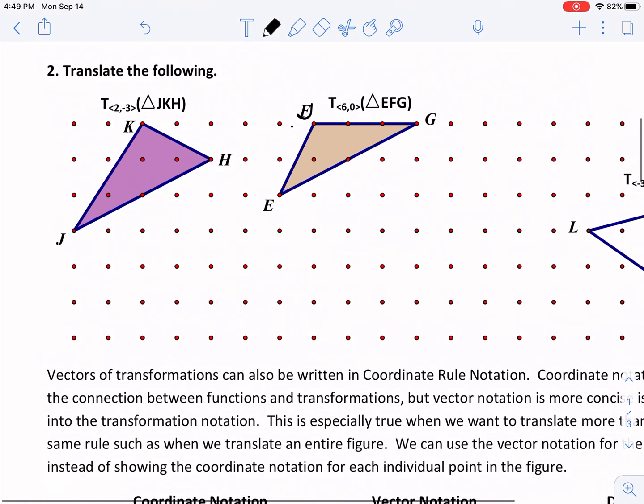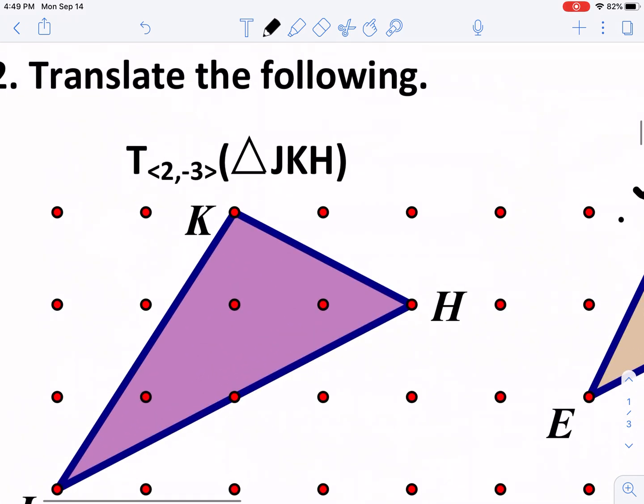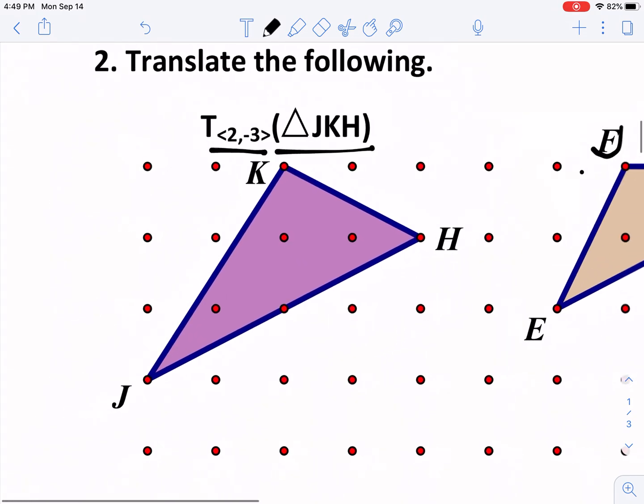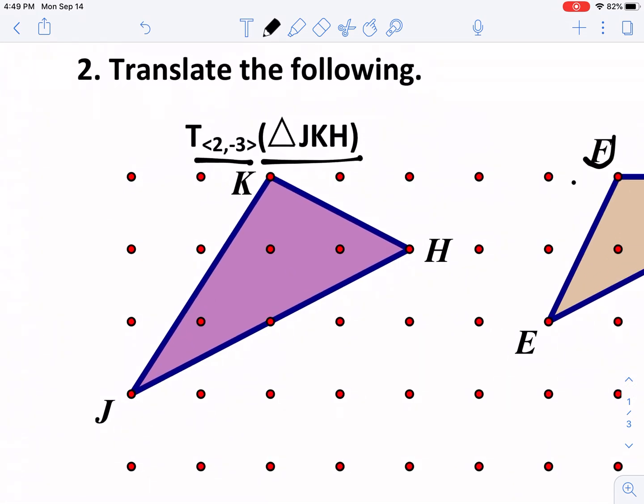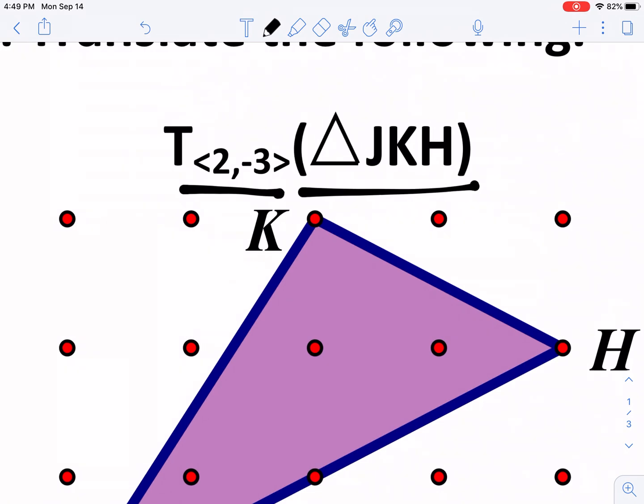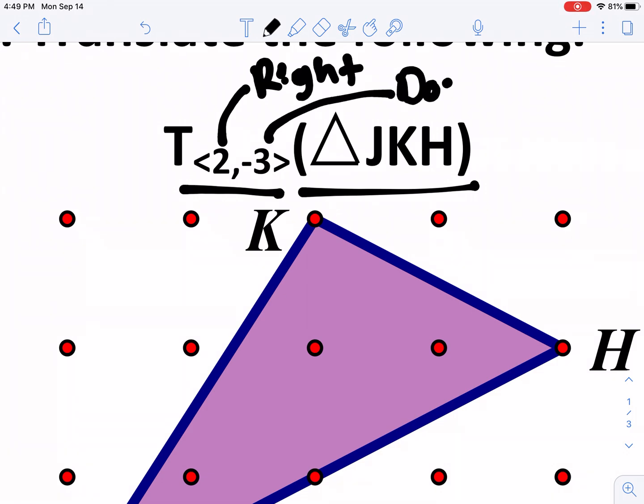Then on number 2 here, we can use that information. Now we're actually dealing with a triangle. So remember, we have T for translation. They tell us the vector, and then what pre-image we're moving. In this case, we're moving JKH, the triangle JKH. Well, they tell us the vector there again. So remember, the X spot tells us we're going left or right. If it's positive, we're going to the right. So we're going right 2, and then Y tells us up, down. It's negative, so we're going down 3.